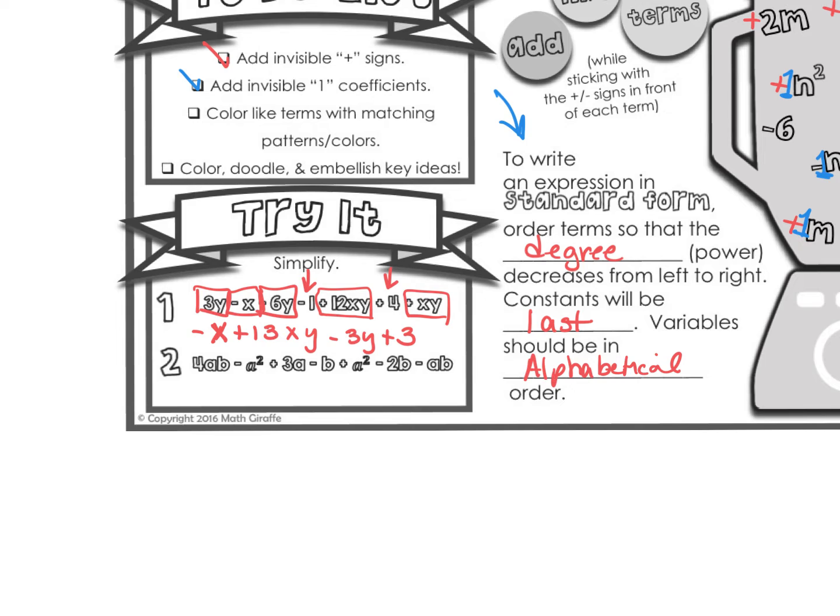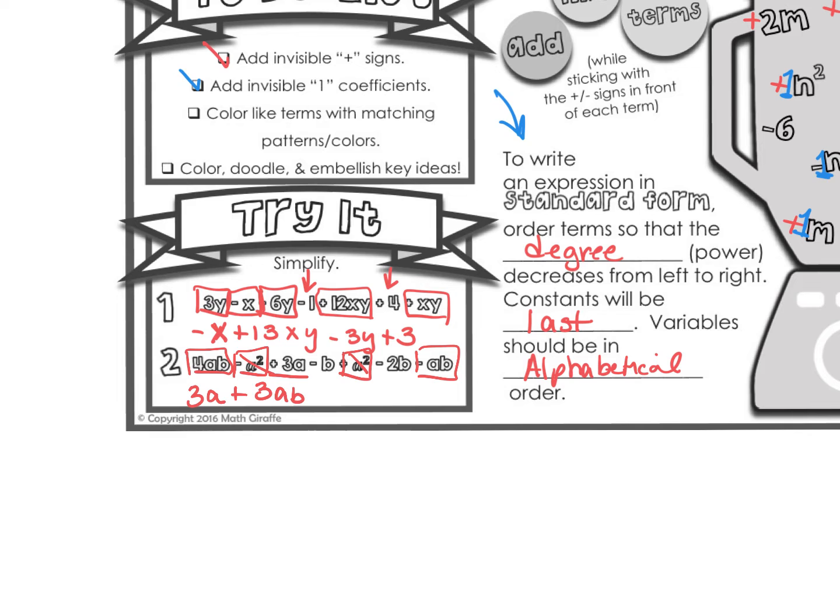Your constant is always last. Always last. All right, on the next one, we're going to start again in alphabetical order with the a's. Here we have negative a squared and a squared. They cancel out. Then we have a 3a, and there are no other regular a's, so we're going to write that one down. Then we have our ab term, which is 4ab and negative ab, and that is positive 3ab.